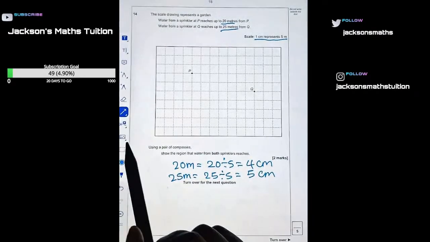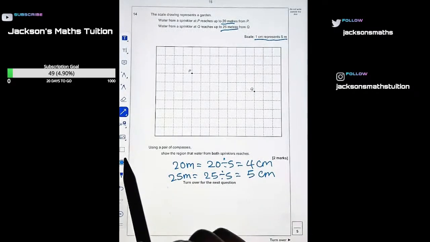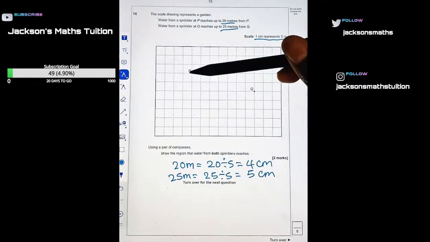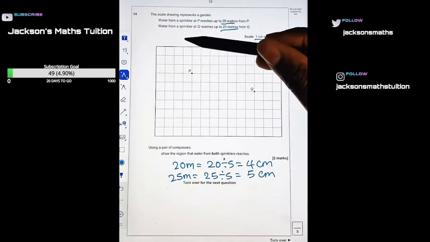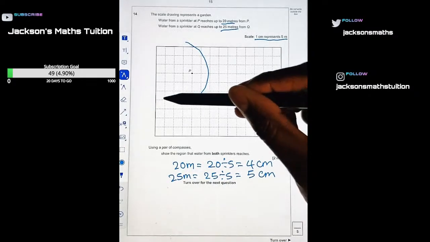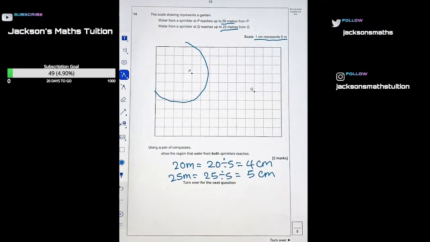Okay, I have to use my free hand. So at P, put the compass there, and then you're going to do a circle. So your circle will look something like that. This I'm just using my free hand.